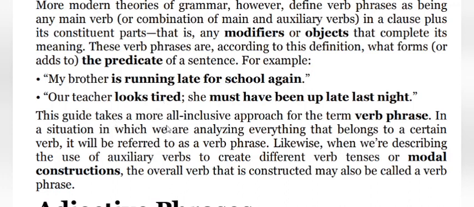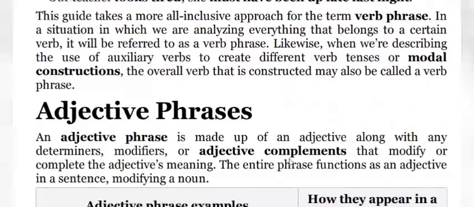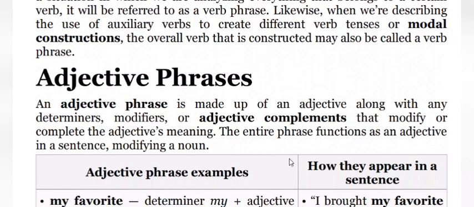This approach takes a more all-inclusive view of the term verb phrase. In a situation in which we are analyzing everything that belongs to a certain verb, it will be referred to as a verb phrase. Likewise, when we are describing the use of auxiliary verbs to create different verb tenses or modal constructions, the overall verb that is constructed may also be called a verb phrase.